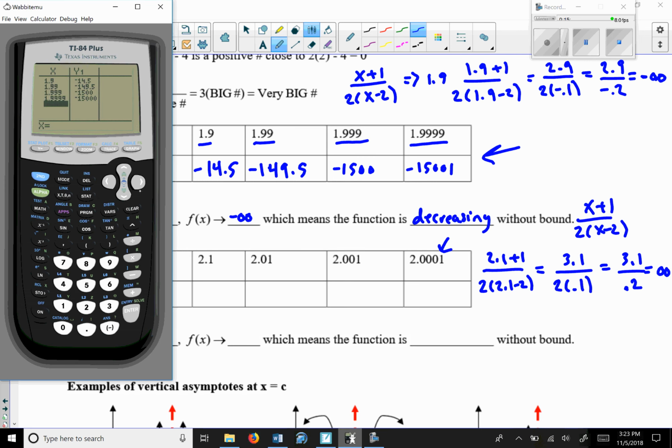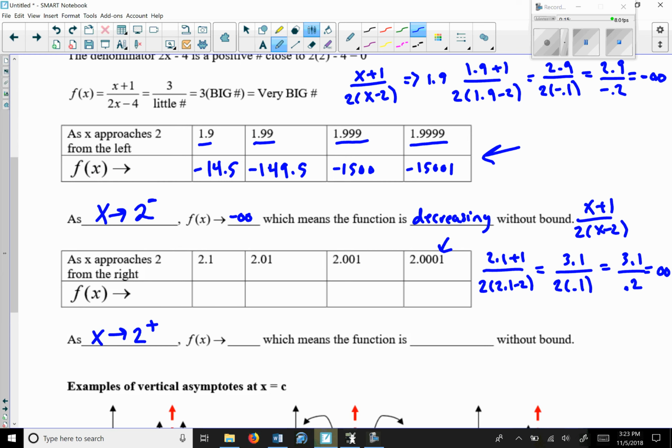So if I go into my calculator, I'm going to just delete these values out because now we're going to use 2.1 and 2.01 and 2.001 and 2.0001. So as you see, the closer and closer we get from the right, we're approaching a very large positive value. So now we're going up to positive infinity instead.